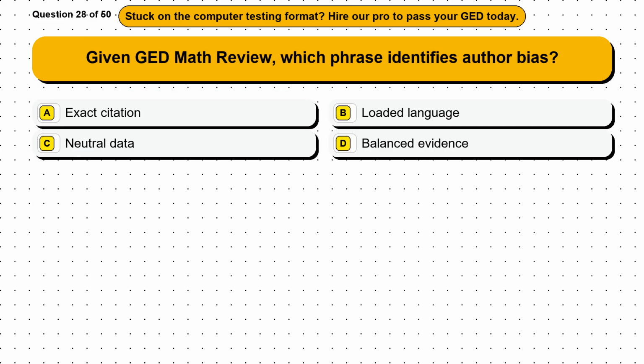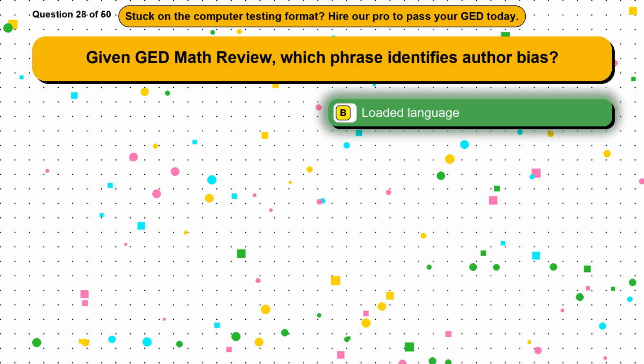Question 28. Given GED Math review, which phrase identifies author bias? Option A, exact citation. Option B, loaded language. Option C, neutral data. Option D, balanced evidence. The correct answer is option B.